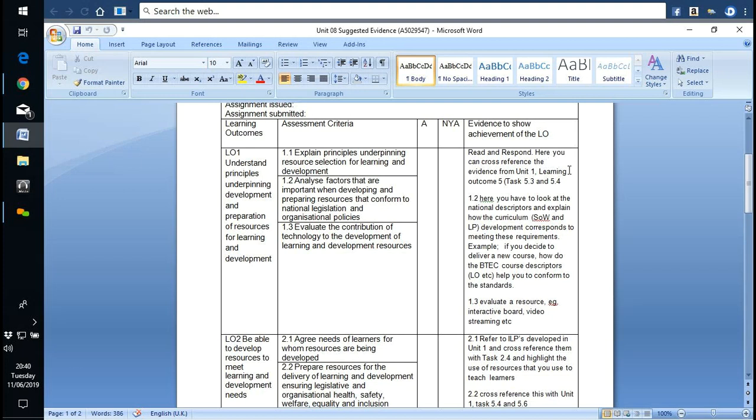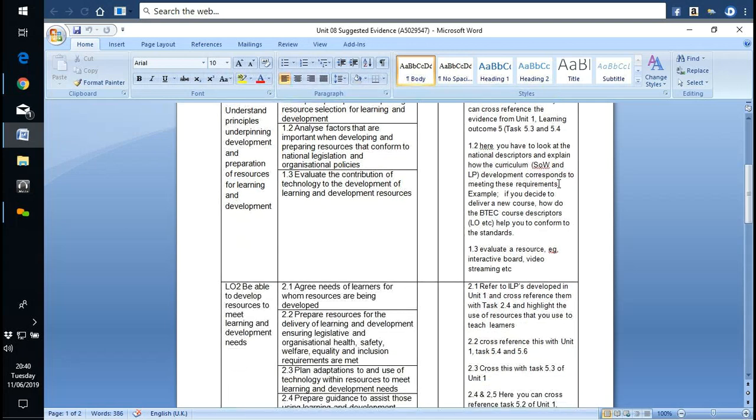Read and respond here. You can cross-reference evidence from Unit 1, Learning Outcome 5, Task 5.3 and 5.4. Okay, yeah. May not be all of it, but there'll be some of it in there and I can add on. You just have to write a bit of a link into there, yeah?